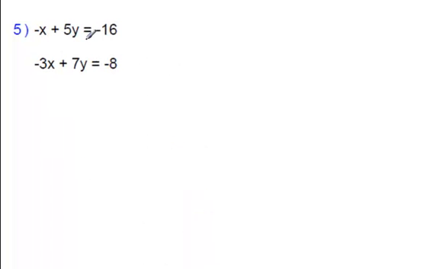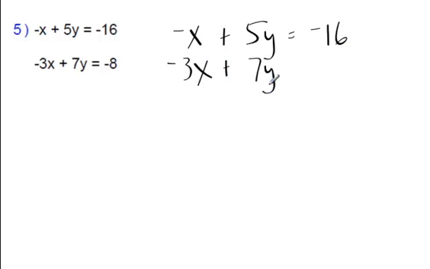Okay, number 5. Okay, neither of these is in slope-intercept form, so let's do the elimination method again. Negative x plus 5y equals negative 16. Negative 3x plus 7y equals negative 8.